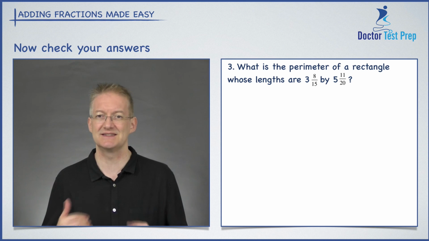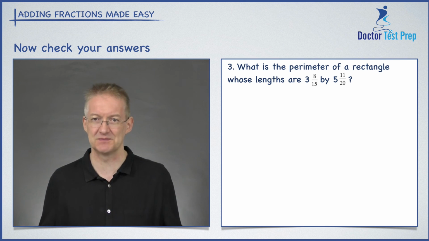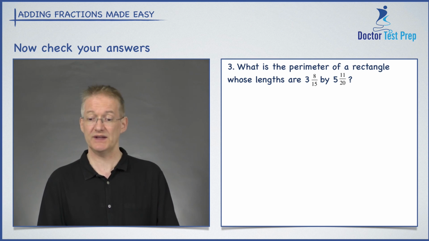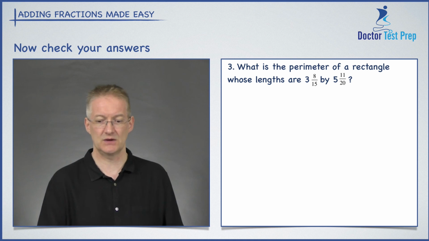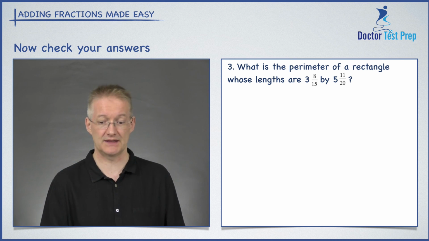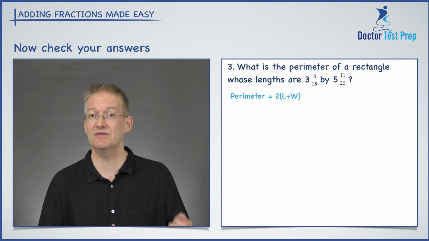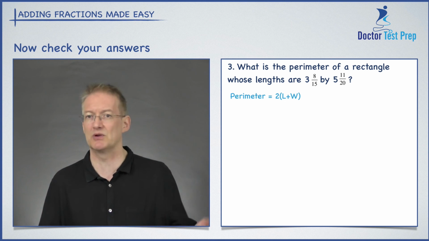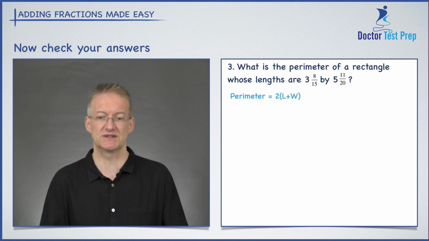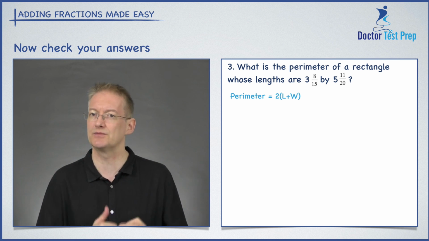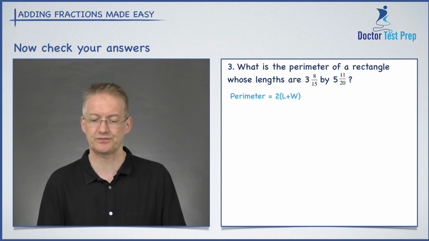So now let's have a look at this nasty looking word problem that involves adding mixed numbers. So we have, what is the perimeter of a rectangle whose lengths are 3 and 8 over 15 plus 5 and 11 over 20? What this question is really asking us to find is the perimeter, which is the length plus the width added together and then multiplied by 2. So I'm going to add those two mixed numbers together, and then whatever I get for my answer, I'm simply going to multiply it by 2.